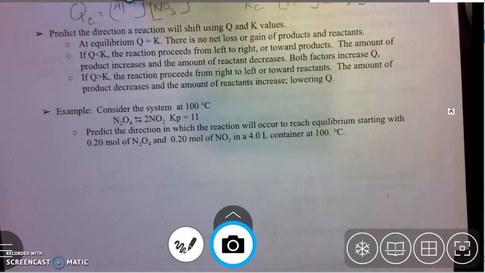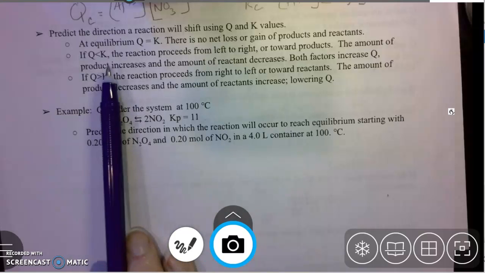So at equilibrium, Q and K are the same. So again, we talked about K being at equilibrium, so there's no net loss or gain of products and reactants. Remember, though, that does mean things are still being created and still products are still being combined to form reactants.